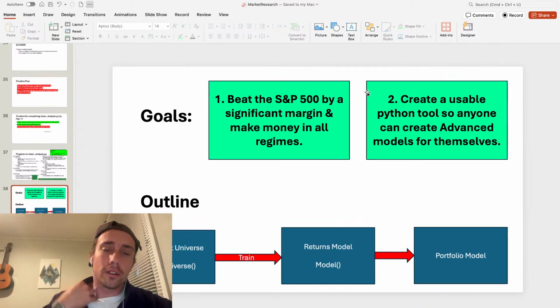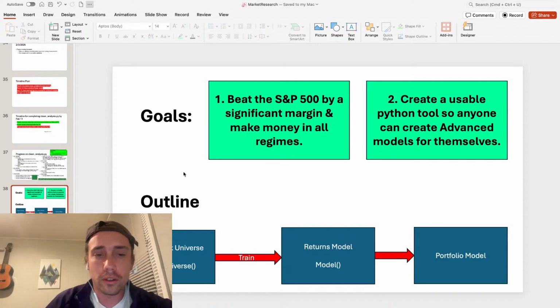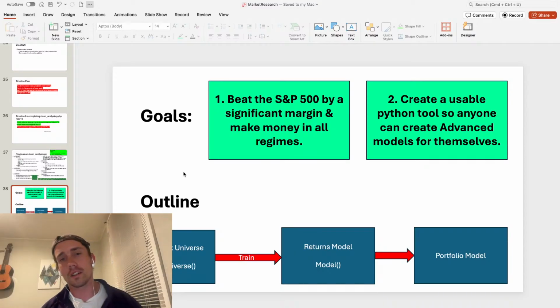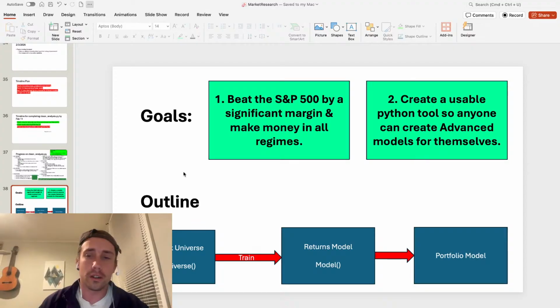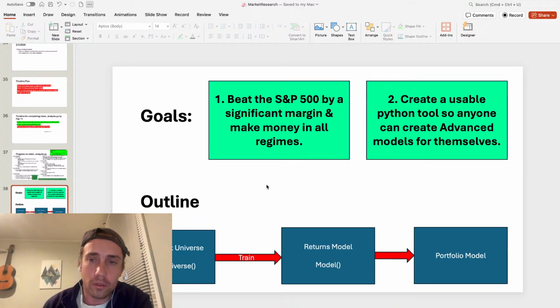Goals: to make money in all regimes, beat the S&P 500 by a significant margin, probably two or three times. Really, I'd like to 3x the S&P at least. But if the S&P is going down, I don't want to beat the S&P and lose money. I want to be making money no matter what.